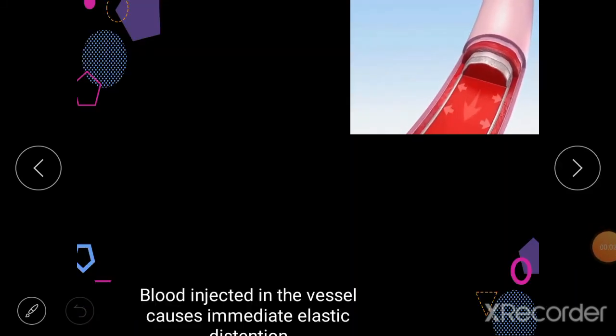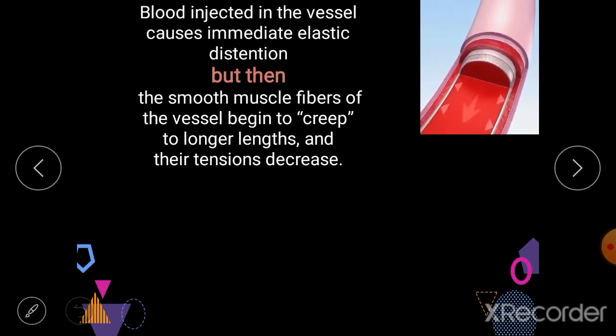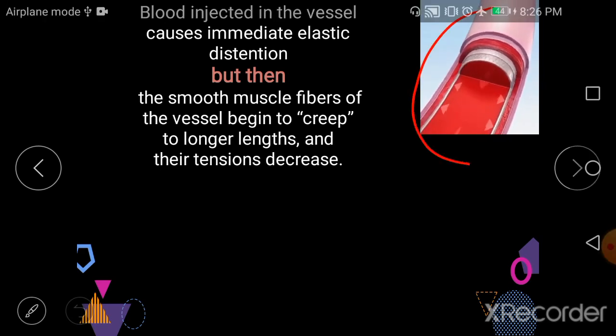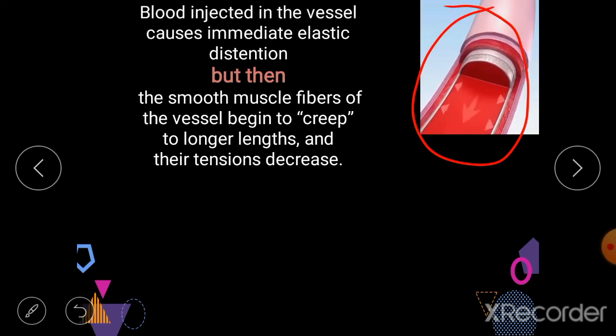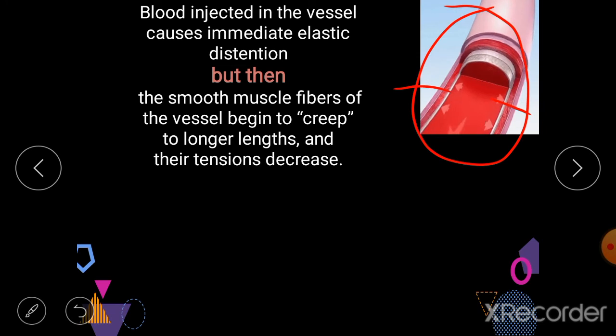So, summing this up, blood injected in the vessel causes immediate elastic distension, but then smooth muscle fibers of the vessel begin to creep to longer lengths and their tension decreases. As you can see within this vessel wall, immediately as the blood is injected into the vessel, the vessel stretches, but after a few minutes it relaxes back, still holding the same amount of blood but with reduced pressure within its walls.